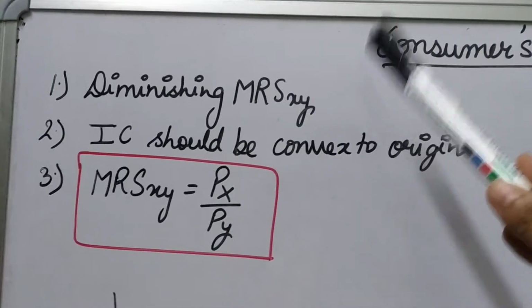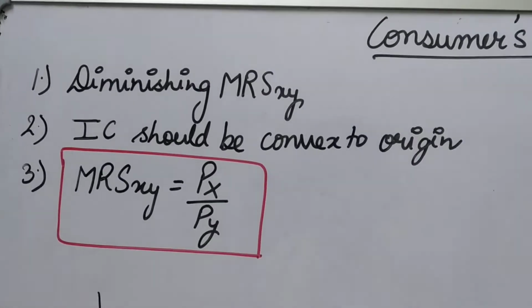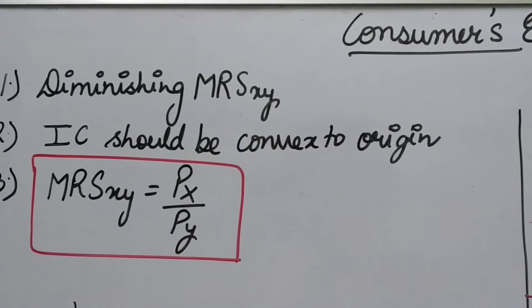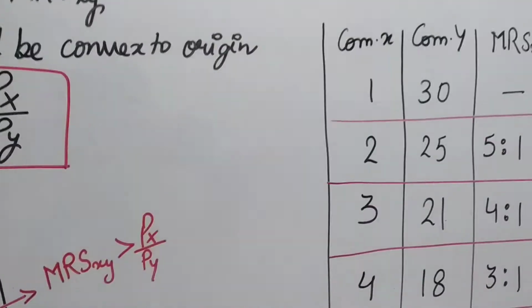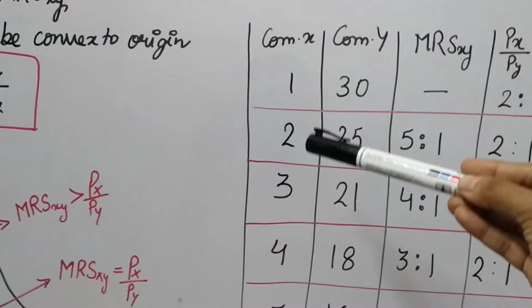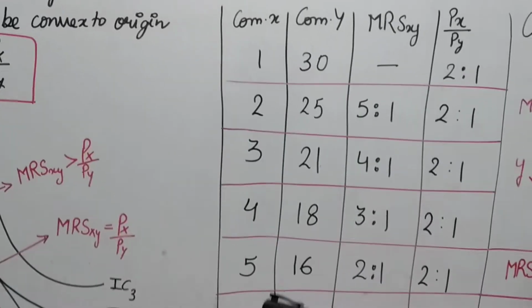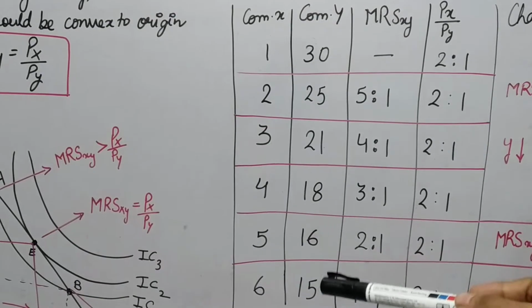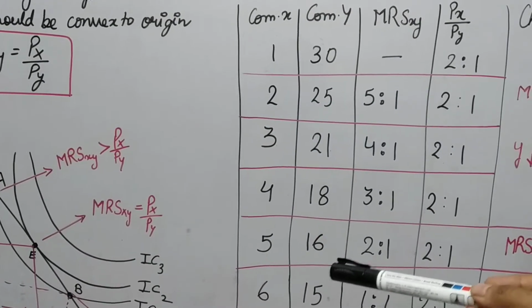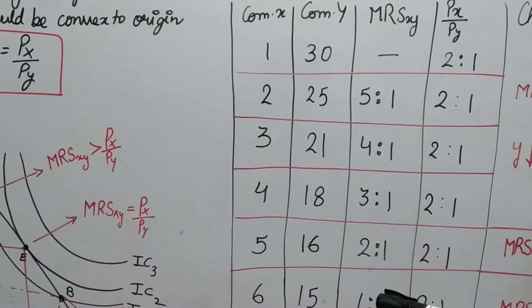Why does it always diminish? Because if the consumer wants to increase the consumption of the X commodity, he has to reduce the consumption of the Y commodity. Same thing we have done: the consumer is increasing the units of the X commodity, so for that he is sacrificing a few units of the Y commodity. That's why his MRS of XY is diminishing.